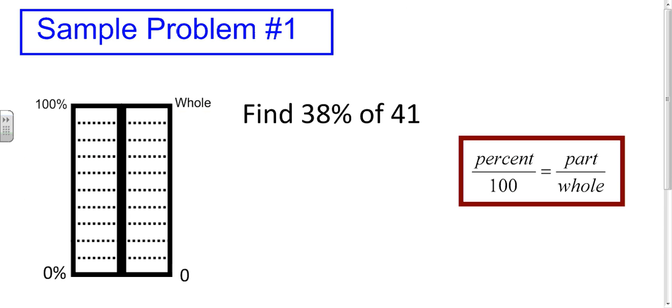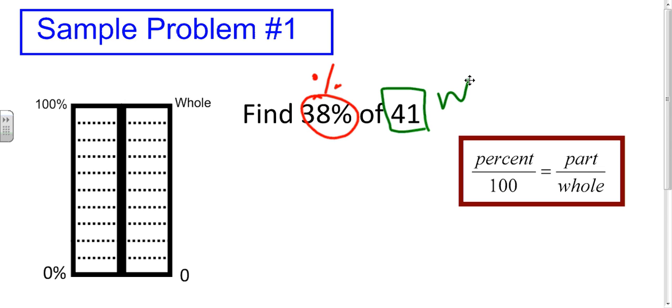So let's look at an example. I want to find 38% of 41. If I look at my proportion here, I need the percent, the part, and the whole. I'll always have two of these, and one of these is going to be the variable I need to solve for. So 38%, well, that's definitely my percent. Then I want to find 38% of 41, so you can think of that as 38% out of 41. 41 represents my total amount, or the whole.